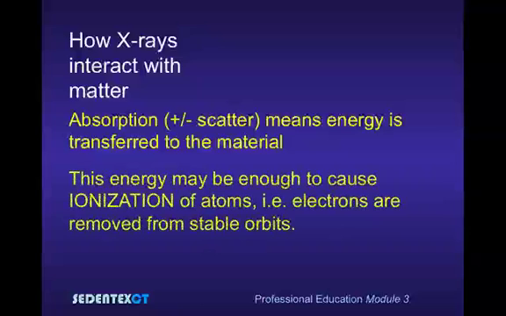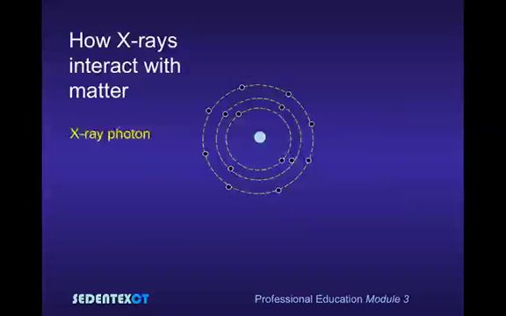And this energy can be sufficient to remove electrons from stable orbits in atoms and produce what is called ionization. Putting it diagrammatically, we can see the effect. An electron is removed from an orbit in an atom, producing ionization.